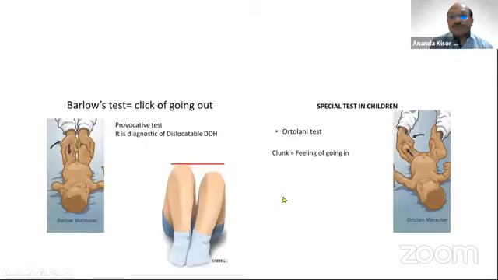The Barlow's test, I'm just going to finish now. Barlow's test is basically a provocative test. How do you remember it? Barlow means 'bahar law', outside. We just have to provoke it. We just give a simple jerk, like the telescopic test, to make it go outside the hip joint. It's a provocative test, whereas Ortolani is the reducibility test. We just have to give gradual abduction, so that with a clunk it will go inside. So this is the Ortolani's test.